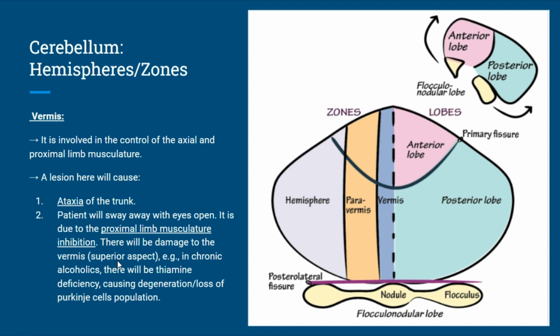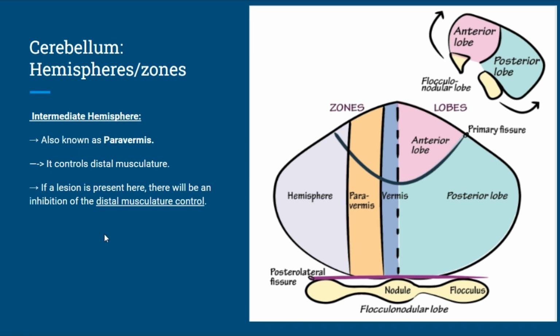So, in chronic alcoholics, they have a thiamine deficiency, which in the long run will cause the degeneration or loss of Purkinje cell populations. Again, we're going to look at the Purkinje cell population in the later slides. This damage will cause the vermis to get damaged, and mostly the superior aspect of the vermis gets damaged. That will cause the proximal limb musculature inhibition, causing the ataxia of the trunk.